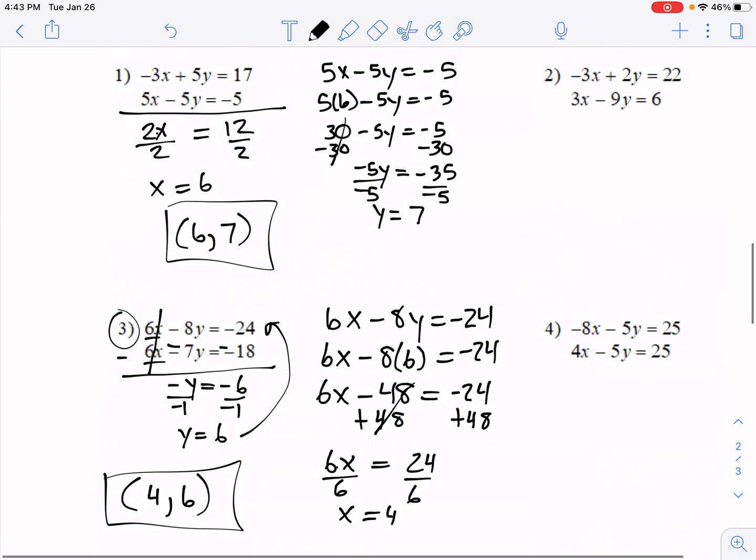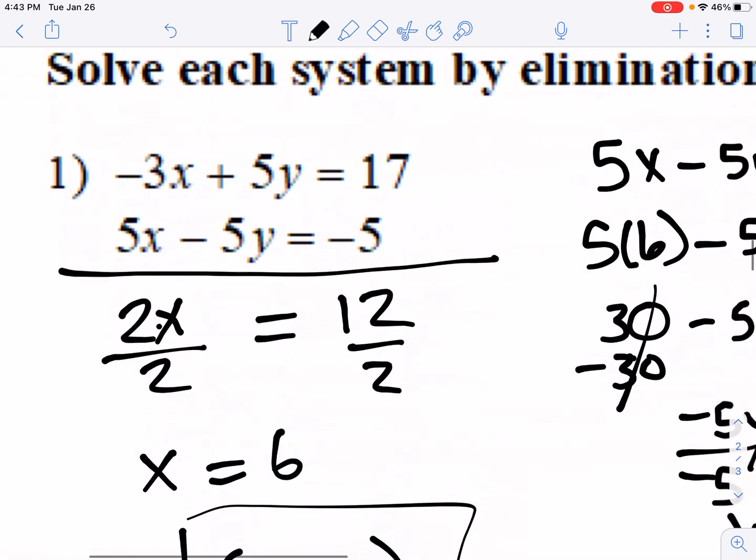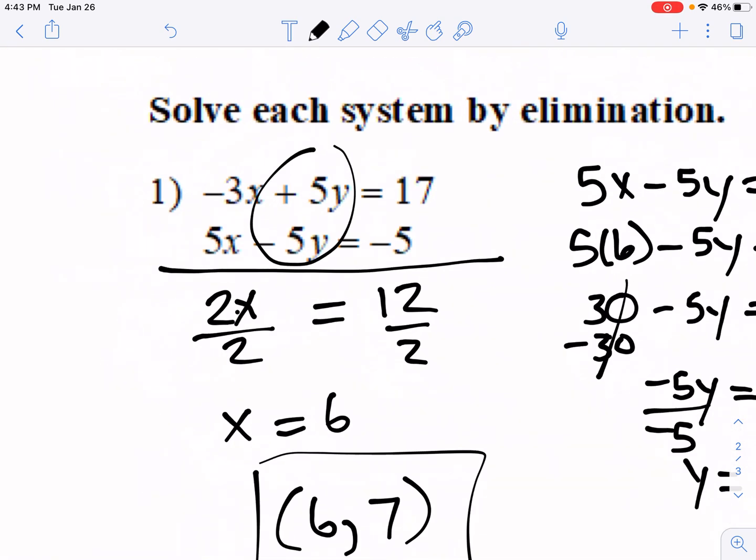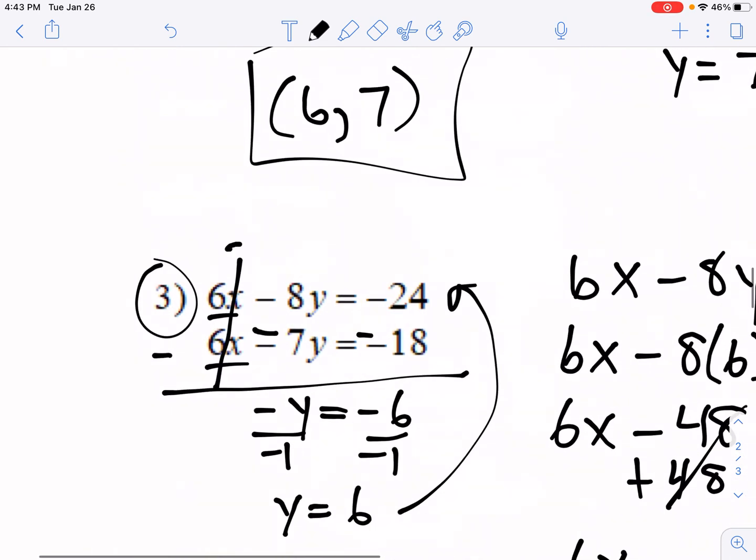So just keep in mind, if you have additive inverses, just add them. If you don't have additive inverses, but it's really close, they have the same numerical value, just different sign, subtract them, okay?